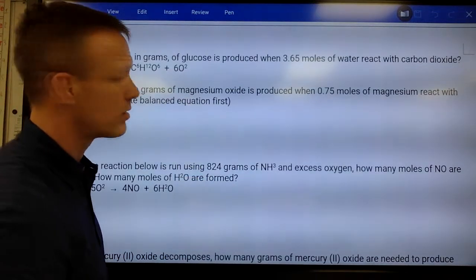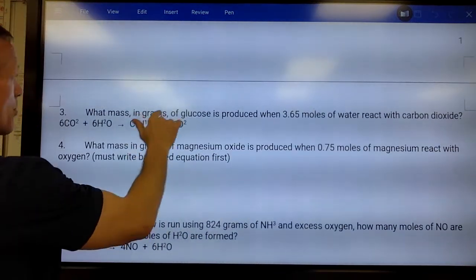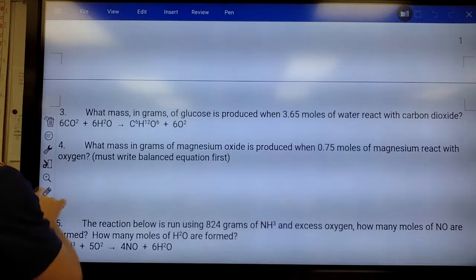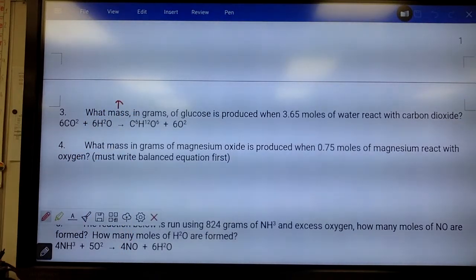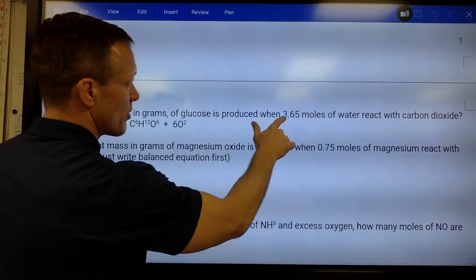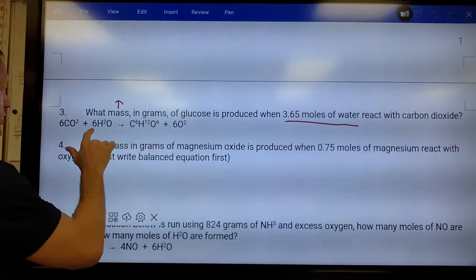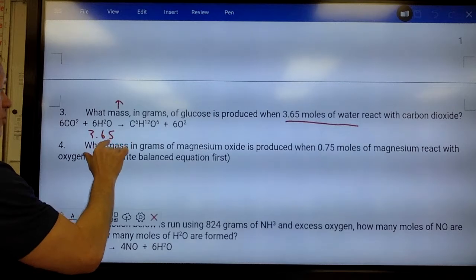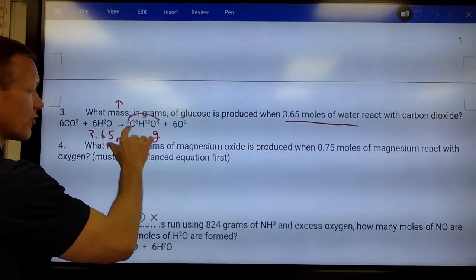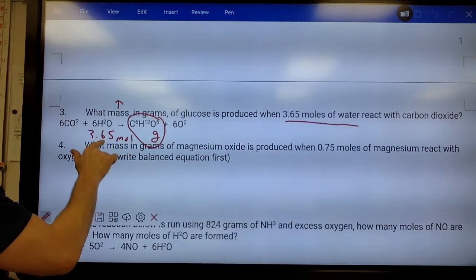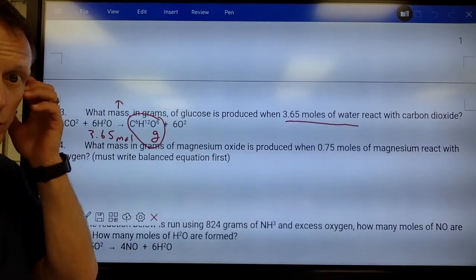I'm going to write this one above it. Number 3, I'm going to do above it because I don't have any room below it because my document's weird. What mass in grams of glucose is produced when 3.65 moles of water react? So this is 3.65 moles of water, and we want to get to grams of glucose over here. Going from moles of water to grams of glucose.